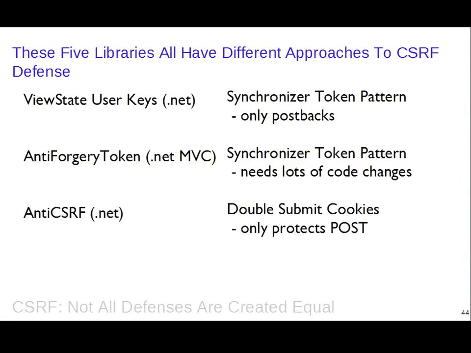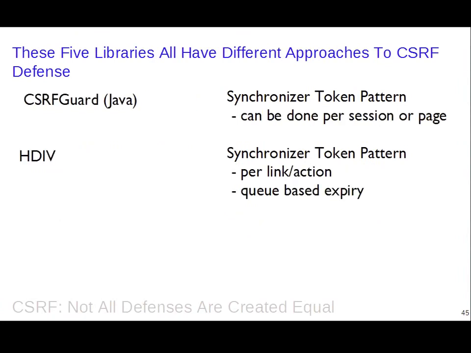All right, so these are the libraries, the code solutions. These five libraries all have slightly different approaches to CSRF. ViewState user keys, .NET, synchronizer token pattern, only postbacks. Anti-forgery token, .NET MVC, synchronizer token pattern again, needs a lot of code changes, you've got to actually put it in on every page. Anti-CSRF, open source, double submit cookie pattern, only protects posts. CSRF Guard for Java, also synchronizer token pattern, can be done per session or per page. And HDiv, also the synchronizer token pattern, once per every single link or action, queue-based expiry.